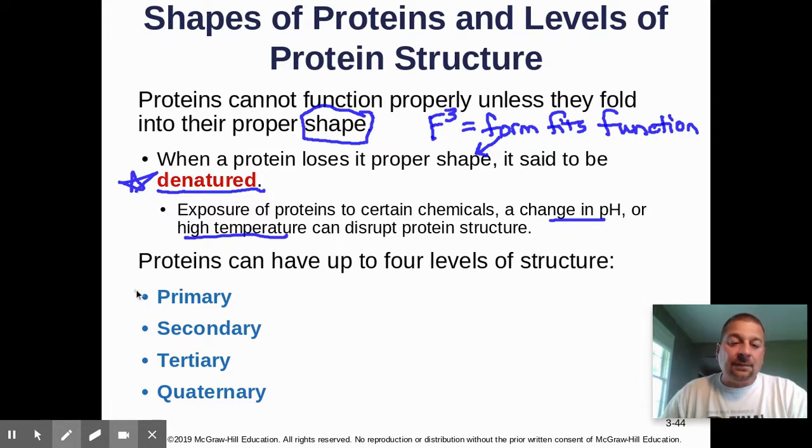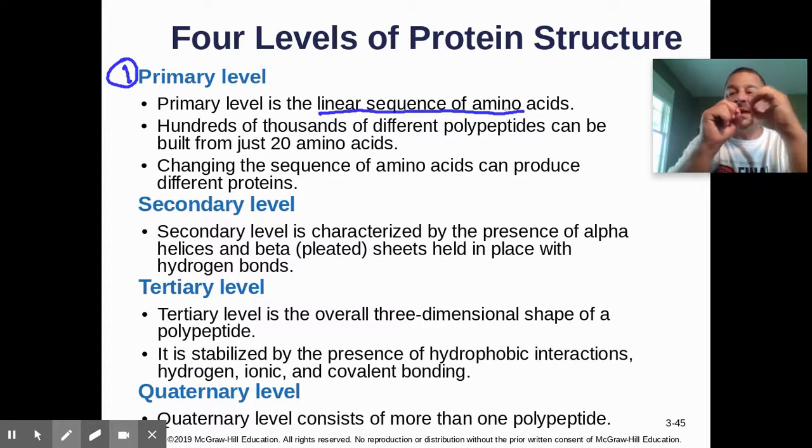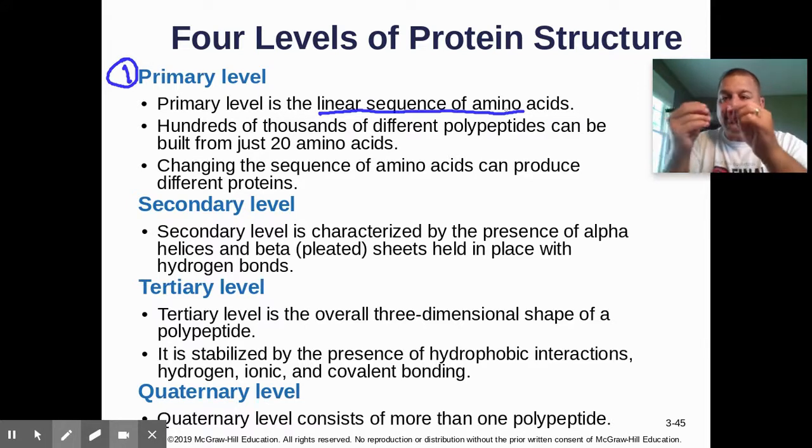There are 4 levels of protein structure, and we'll look a little closer at this on the next slide. The first level is the primary structure, and on the next slide we'll look at actual pictures of these. The primary level of a protein is just a linear sequence of amino acids. So you just have amino acid, peptide bond, amino acid, amino acid, amino acid. I think of it like little pop beads that you pop together to make a long chain of them.